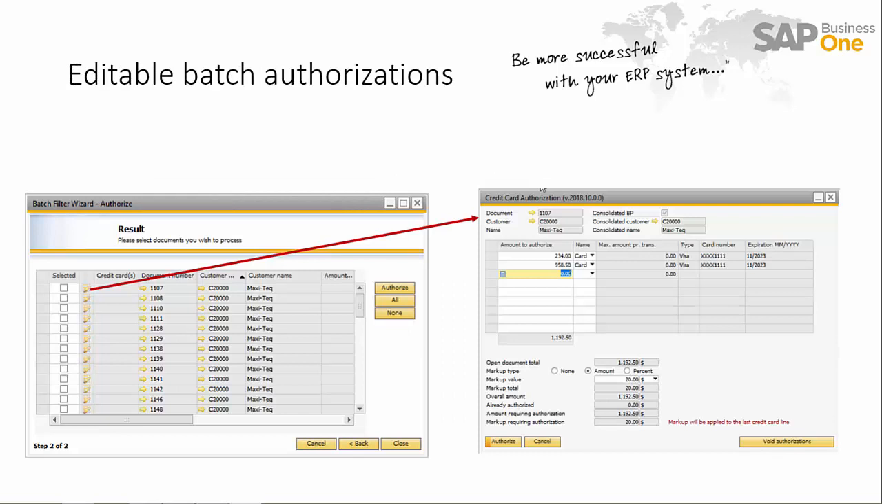For this release, we've made it possible to edit batch authorizations directly in the batch wizard. This is done by clicking on the edit icon, which will bring up our authorization screen. From here, the user can make changes to existing authorizations or add additional ones before batch processing the entry. The batch settlement wizard has also been reworked to work in the same way.